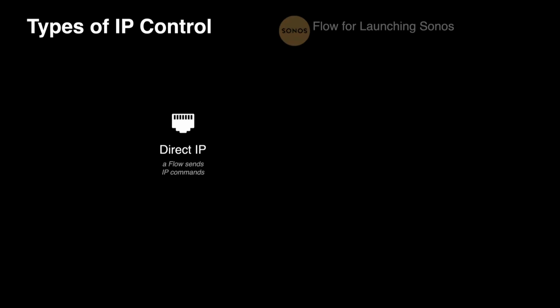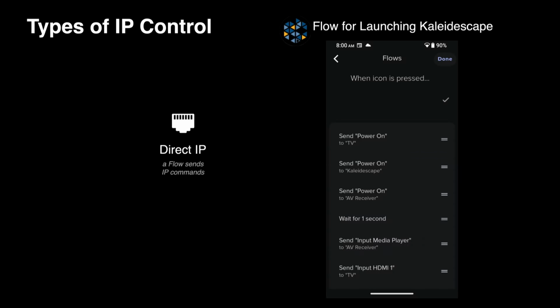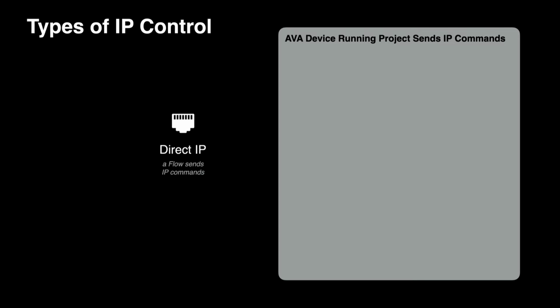There are two ways that AVA OS controls devices over IP. Direct IP is when AVA OS sends commands to devices over the network as part of a flow. For example, a flow could tell Sonos to cue music in the living room at 25% volume. Or a flow could turn on an AV receiver and switch it to the media player input. We call it direct IP because AVA OS is sending the commands directly to the device. Using direct IP requires that there is a supported IP driver, as you saw with the Kaleidoscape driver.